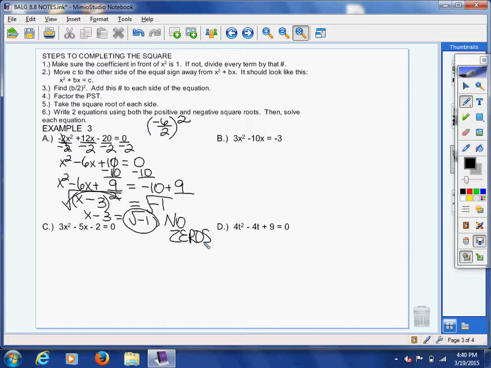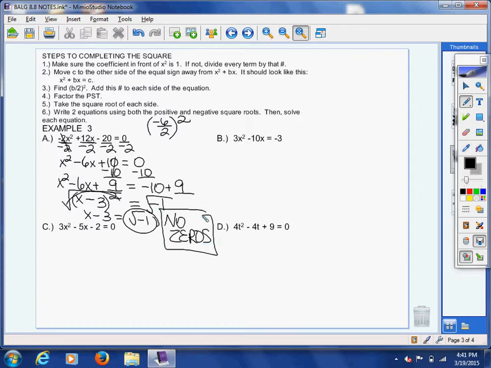This particular parabola looks like it opens down, and it doesn't crisscross the x-axis at all. So that's how you interpret that. First of all, I can't take the square root of -1, therefore that means there are no zeros. And that's what I want to see as your answer.